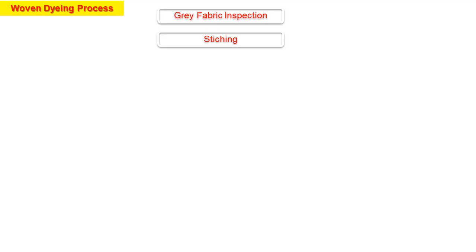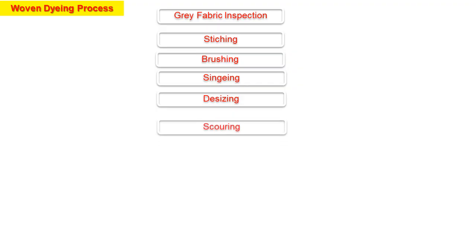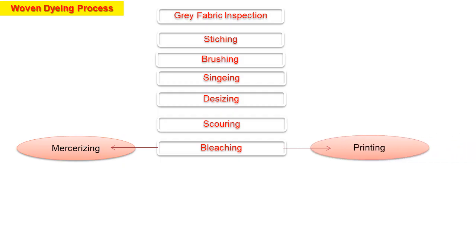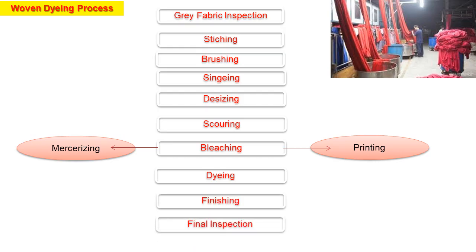The steps involved in a woven dyeing process are: the grey fabric inspection is done, followed by stitching, brushing, sizing, desizing, scouring, bleaching. After bleaching, it can be subjected to mercerizing or it can be subjected to printing followed by dyeing of the color to the fabric, and then the finished good can be subjected to final inspection before delivering the goods.